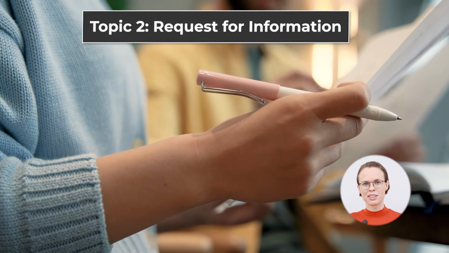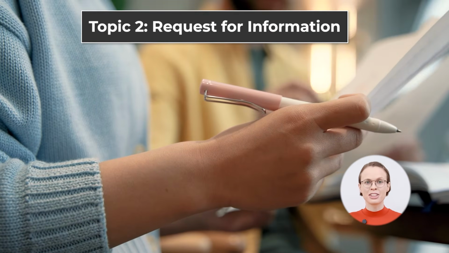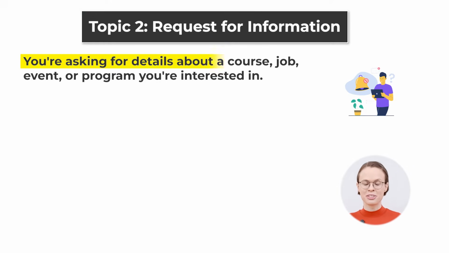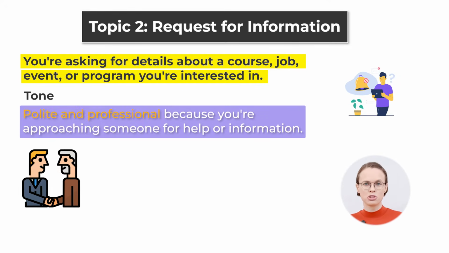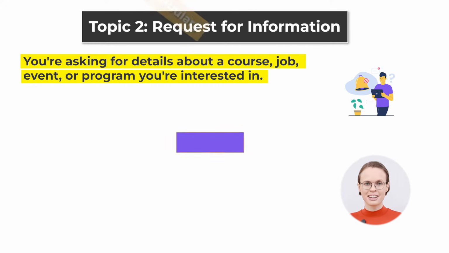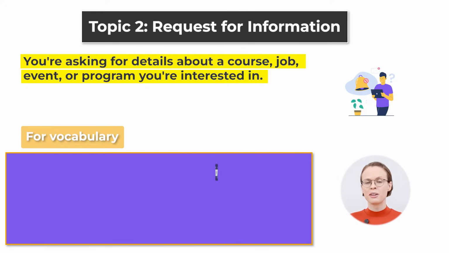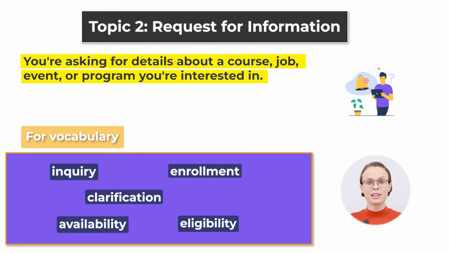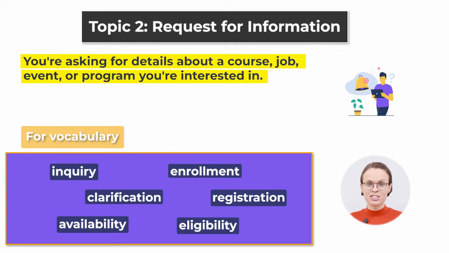Topic number 2 is the request for information email. In this type of email, you're asking for details about a course, job, event, or program you're interested in. The tone should be polite and professional because you're approaching someone for help or information. Essential vocabulary includes inquiry, clarification, availability, enrollment, eligibility, and registration.